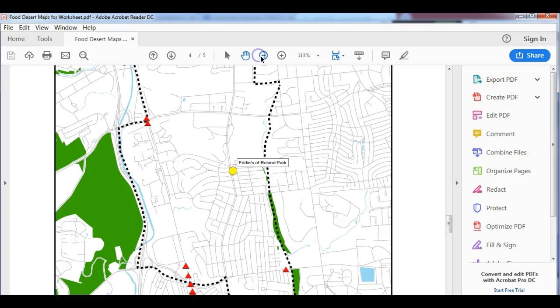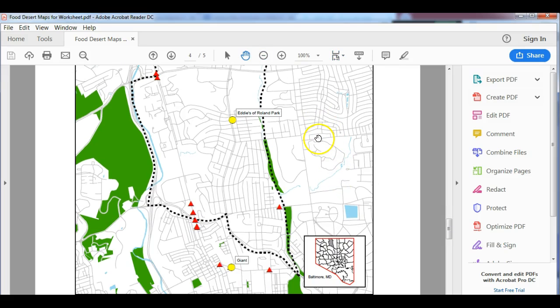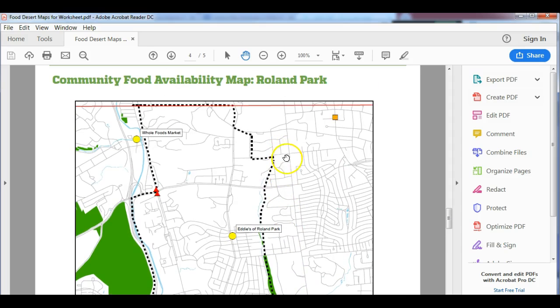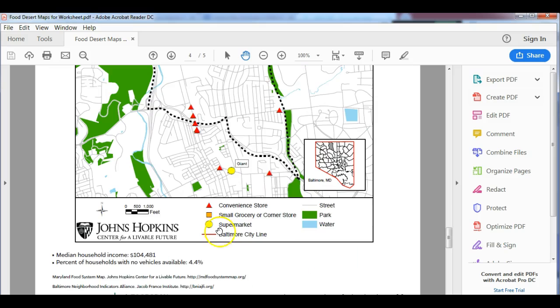Let's look at this map. This map, we don't see a lot of those corner stores. Instead, we just see convenience stores, and we see some supermarkets, right? So if you don't have a car, you either have to walk quite a ways, or you have to make sure that you live next to an area where there's a lot of available foods. This is part of Baltimore, okay?